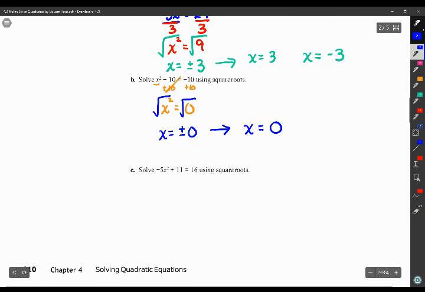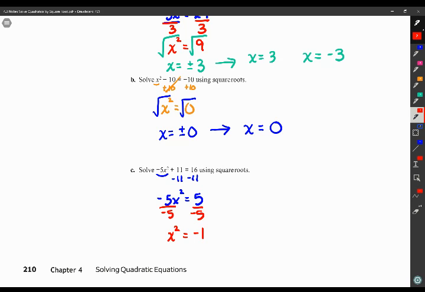And then our last thing is we're going to, again, our first step is isolate the squared term. So here's my squared term. I'm going to subtract 11 from both sides. So I get negative 5x squared is equal to 5. And then again, my squared term is not all alone. So I'm going to divide both sides by negative 5. And now I get x squared is equal to negative 1.